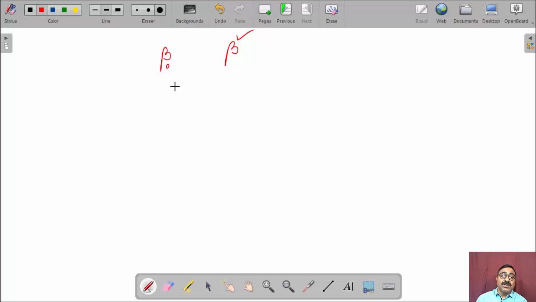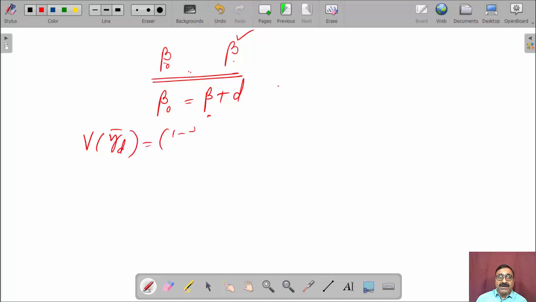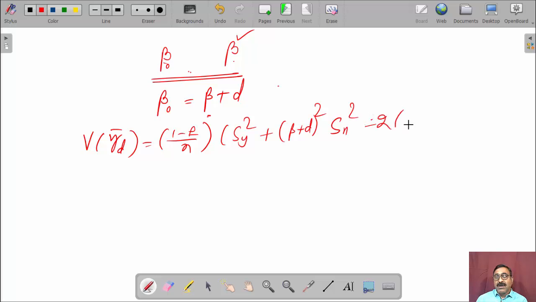y on x. So to measure the effect of the difference between beta 0 and beta on its variance, we assume beta 0 equal to beta plus d, where d is a small increment over beta. Now the variance of the difference estimator will be (1 minus f) by n, sy square plus (beta plus d) square sx square minus 2 (beta plus d) syx.